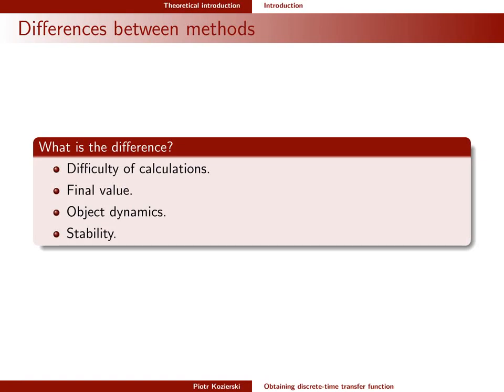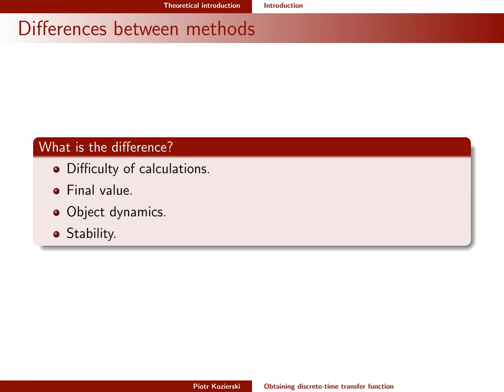The second difference is rather an indication of one exception. In the case of the impulse-invariant method, the object gain obtained is different than in all other methods. The third difference is quite obvious. Well, since we have 9 methods leading to different transfer functions, it follows that these objects will have different dynamics.